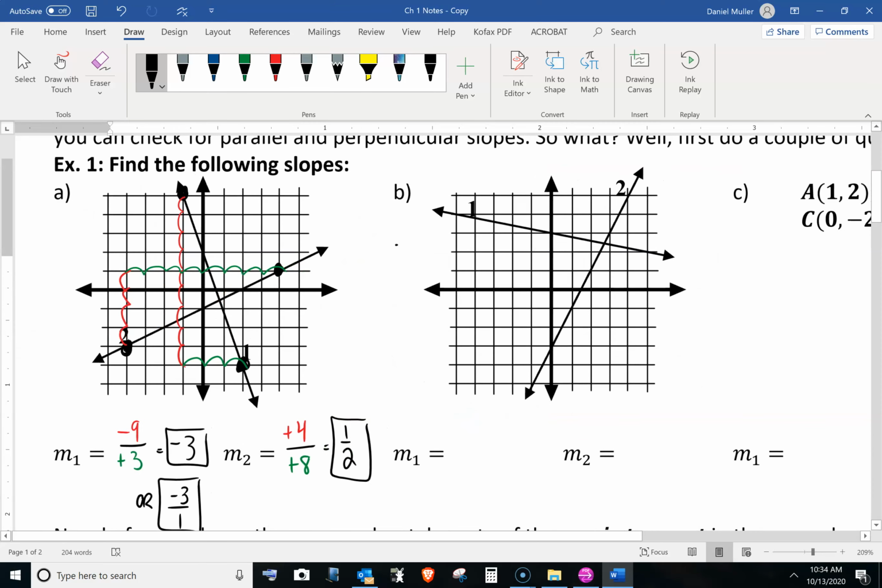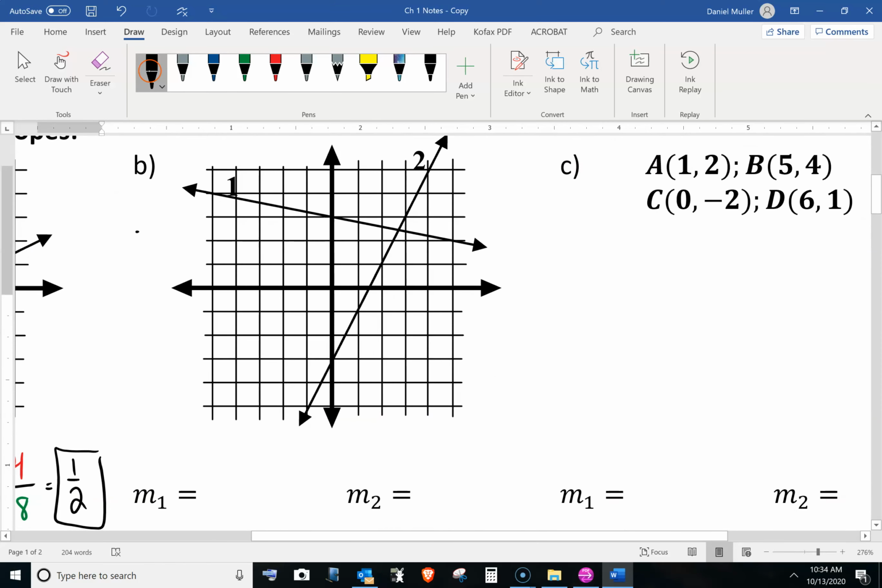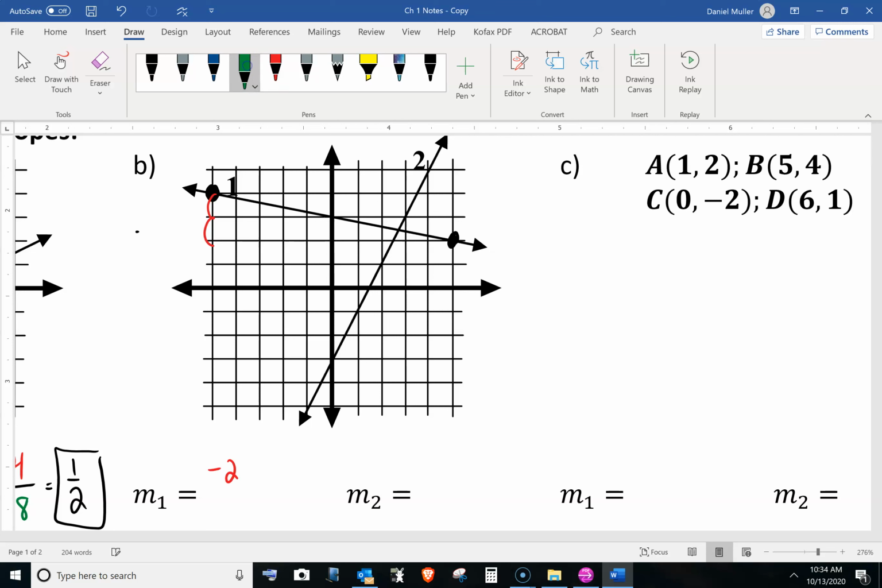Okay, so that's finding slopes. Let's try B here. For line number 1, we're going to find some nice points. Right there, that crosses right at an intersection. I will find the slope of this, which is down 2, so minus 2. And to the right, which is positive, 1, 2, 3, 4, 5, 6, 7, 8, 9, 10. So positive 10, because I'm going right. That can reduce to negative 1 over 5, since both numbers can be divided by 2.